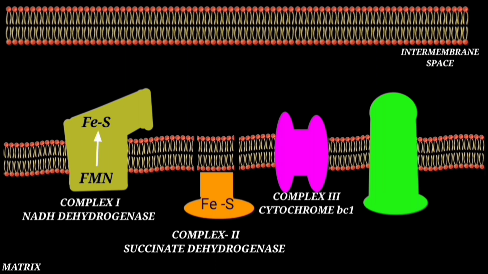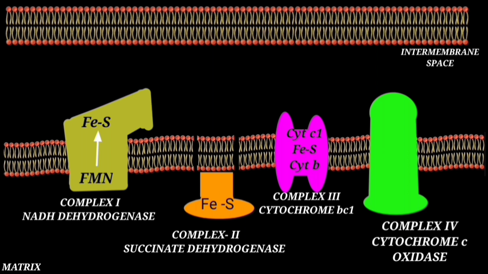Complex 3 is also called the cytochrome b-c1 complex. The complex consists of cytochrome c1, iron sulfur, and cytochrome b. Complex 4 is also called cytochrome c oxidase. It consists of heme a, heme a3, Cu A, and Cu B.